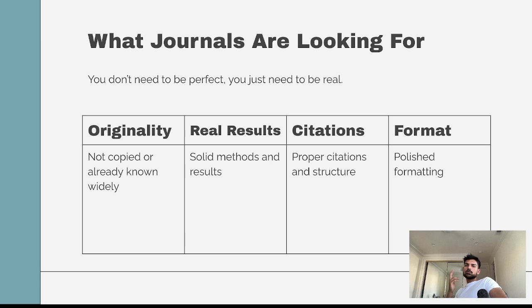But here is what journals are looking for. First of all, you don't have to be perfect. The goal is the same as a science fair, the same as the whole presentation packaging aspect we were talking about: are you original? Of course, are you novel? You're not copying any other research. This is one of the biggest things they look for. Are these real results? Do you have solid methods and solid results? Citations: have you properly put down references? And format: are you formatting this in a very polished manner?